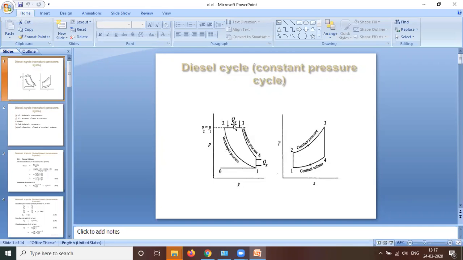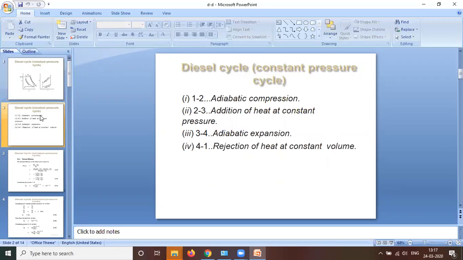Heat addition is at the constant pressure process. Heat rejection is at the constant volume process. Work done in compression and work done in expansion are the isentropic processes. Similarly, it is shown on the TS diagram: processes 1-2 and 3-4 are isentropic, process 2-3 is constant pressure, and 4-1 is the constant volume process. Now we are moving to the next slide. 1-2 is the adiabatic compression, 2-3 is the heat addition at constant pressure, 3-4 is the adiabatic expansion, and 4-1 is the heat rejection at constant volume.